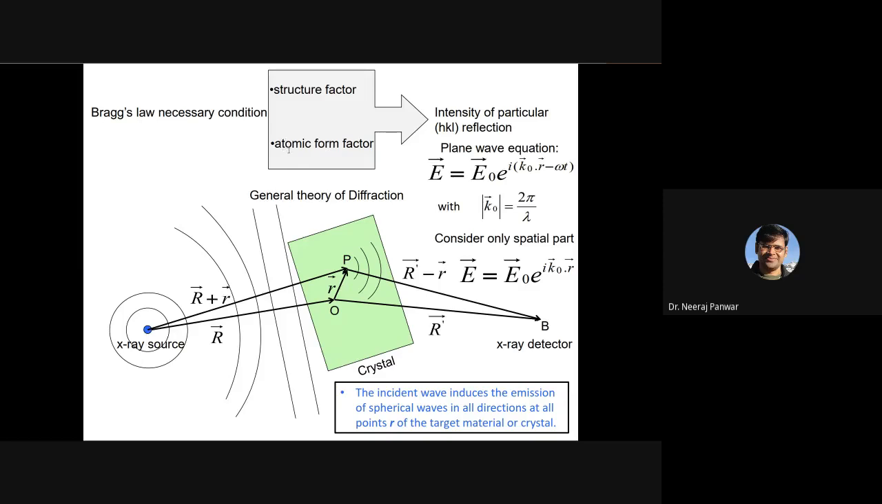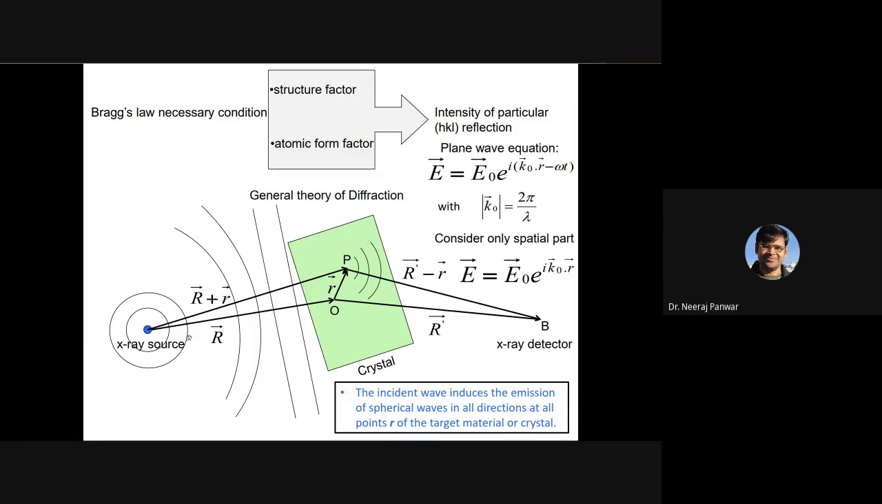Atomic form factor will tell us about the scattering of X-rays, or the reflection of X-rays, from the individual atoms. And when we say structure factor, that will tell us how, in a unit cell, where different atoms or similar atoms are present, what is the contribution of that particular unit cell to the X-ray scattering.